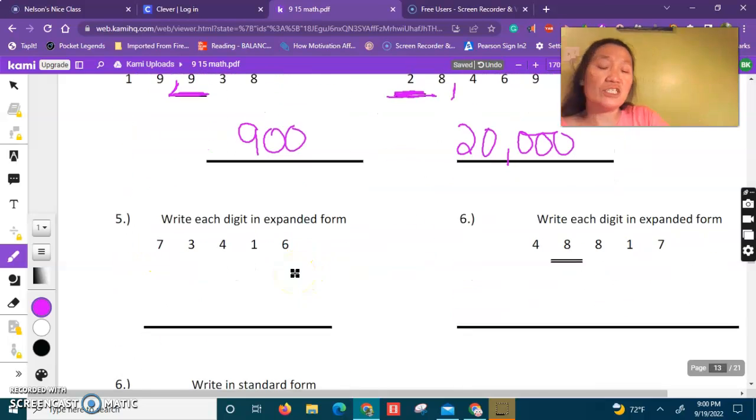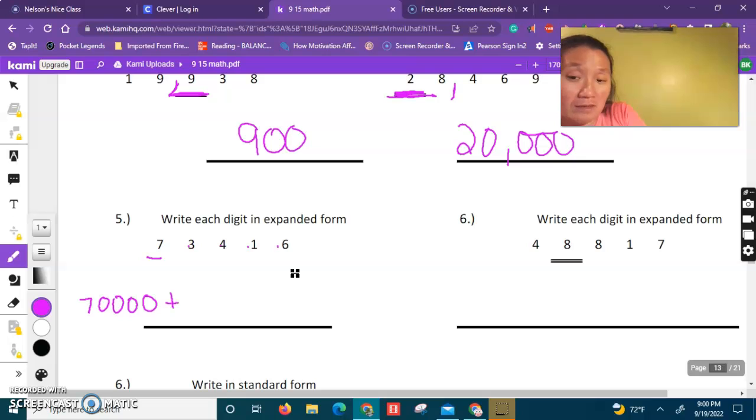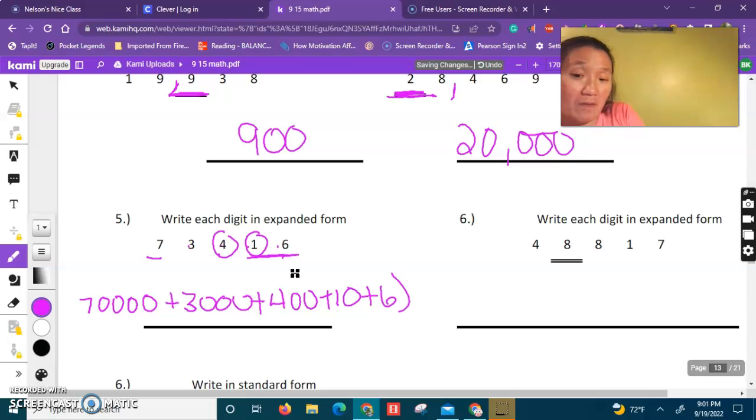Okay, write each digit in expanded form. You're just telling me how much each digit is worth. So we start with the 7. We have 7, and then there's going to be 1, 2, 3, 4 zeros behind it, plus the 3 with 1, 2, 3 zeros, plus the 4 with 2 zeros behind it, plus the 1 with 1 zero behind it, plus the 6.